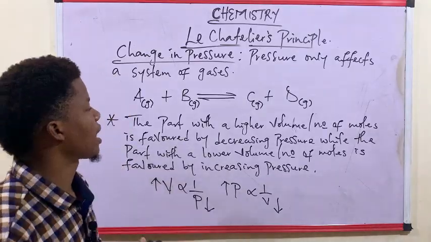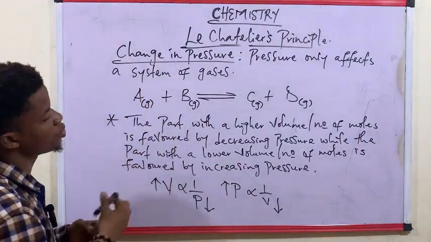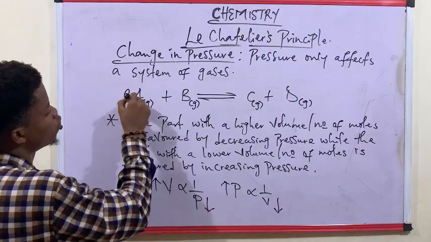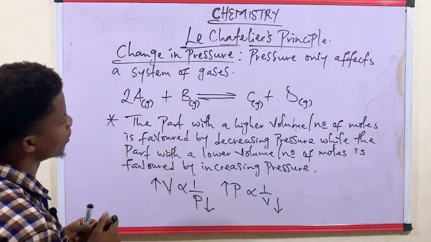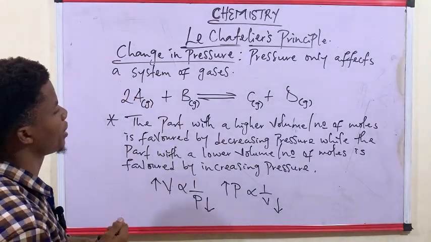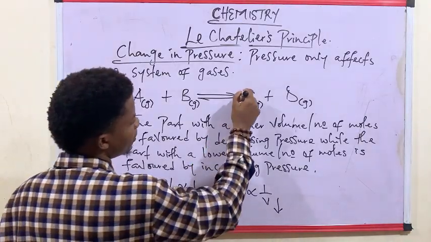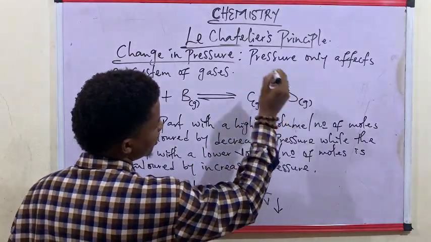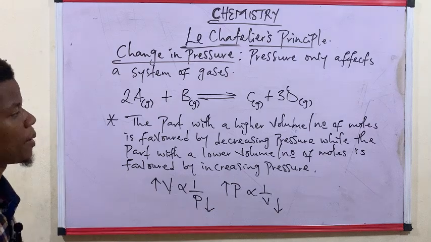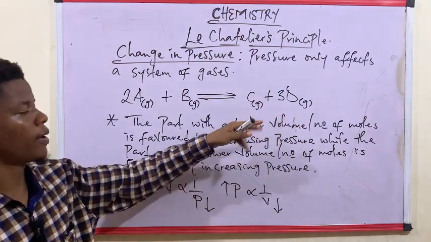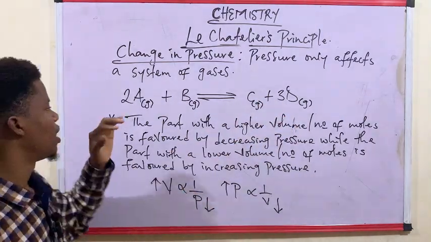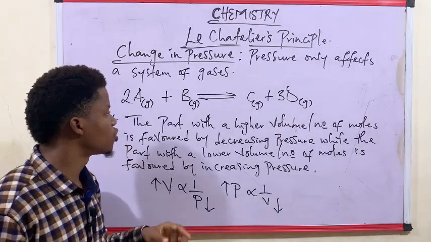So I can just formulate something here now. I decide to just put 2 here, and then I put 3 here, for example. So I put 3 in front of D, and I put 2 in front of A.